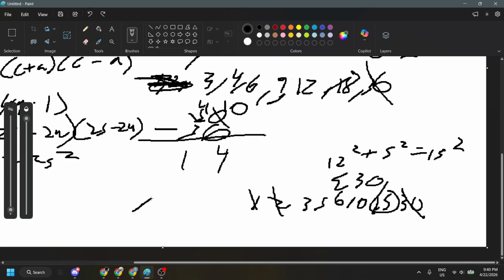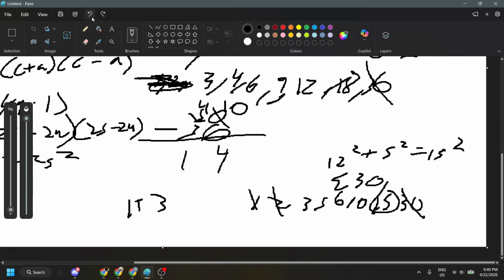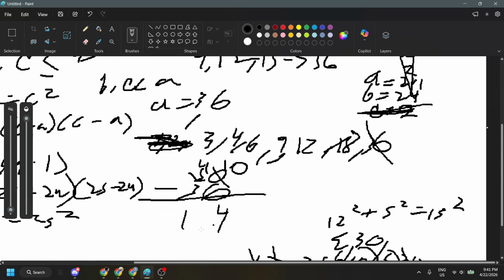With 5? Can I find a scalene with 5? We need two small things that add up to a big thing, so 1 plus 2. Two small things that are greater than a big thing. No, distinct side lengths, no. The two side lengths must be greater than the other one. So I think it has to be 30 and 10 and 10. 30 times 10 times 10 is equal to 3,000.